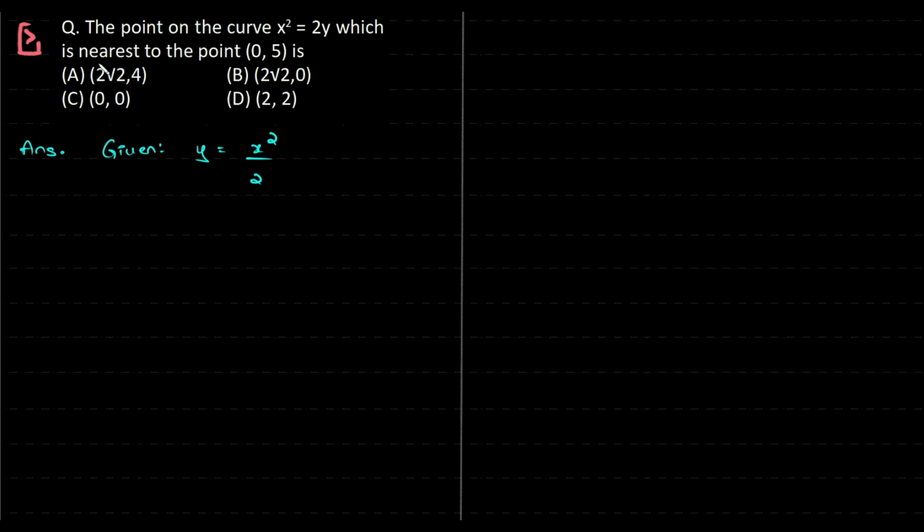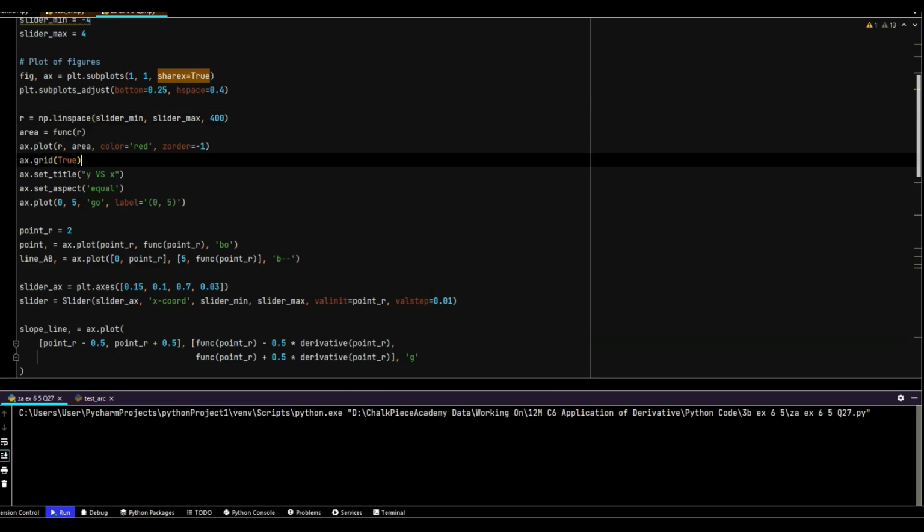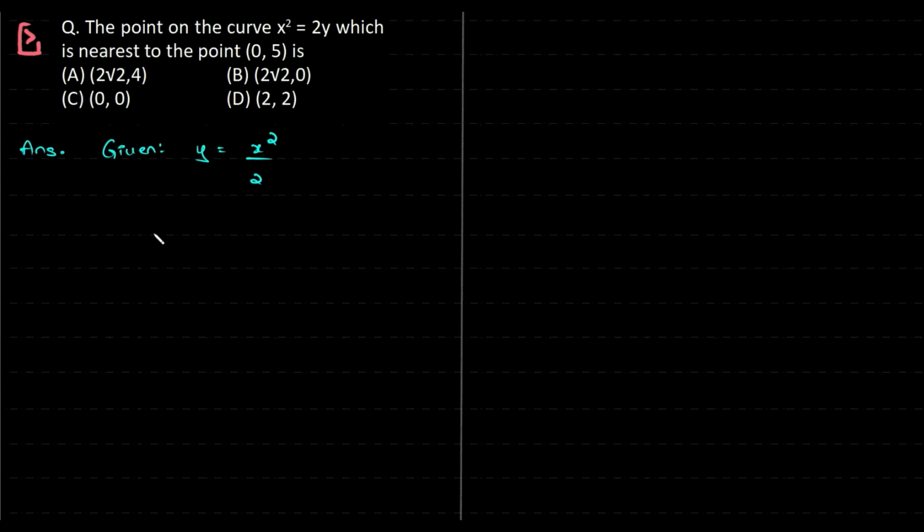So we have to figure out the nearest point on this curve to this point. So basically something like this. This is your (0, 5), and this is your curve y is equal to x square by 2. So I have to find the nearest point. It looks like somewhere over here. So the nearest point, how will we do this?